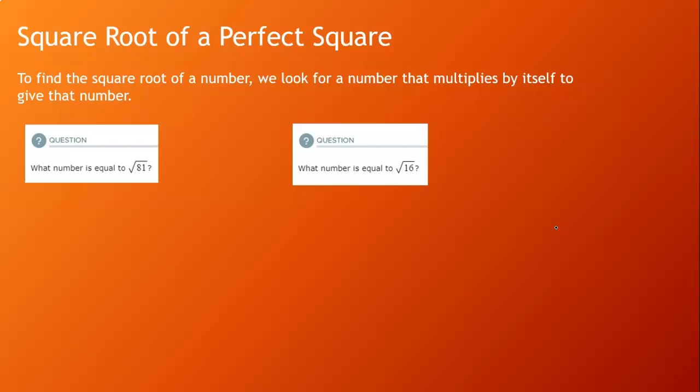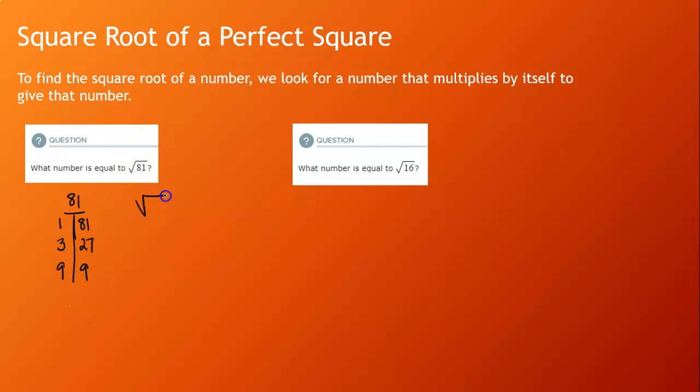So if you remember last time, we talked about factors of a number. Factors are numbers that a number can be divided by. So if we look at 81, let's find the factors of 81. 81 is 1 and 81. 81 is not divisible by 2. It is divisible by 3, 3 and 27. 81 is not divisible by 4 or 5 or 6 or 7 or 8, but it is divisible by 9.